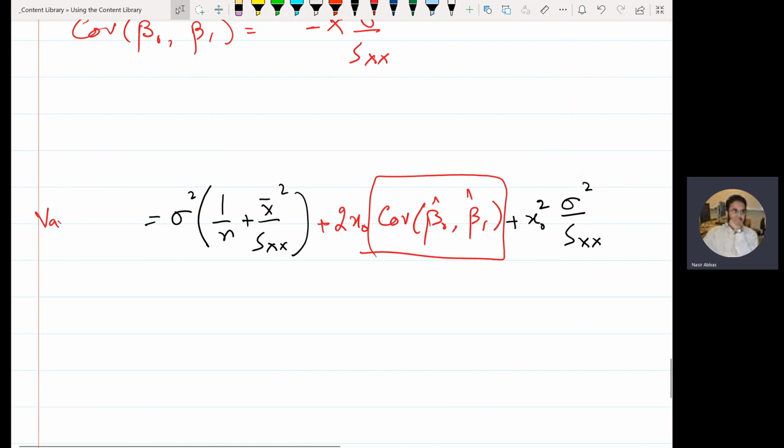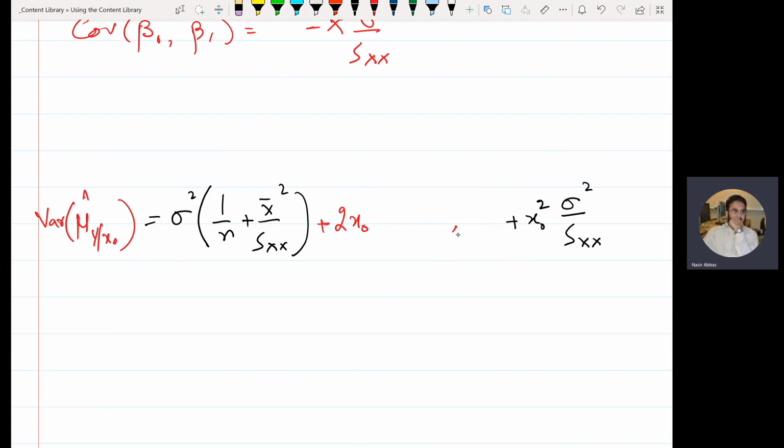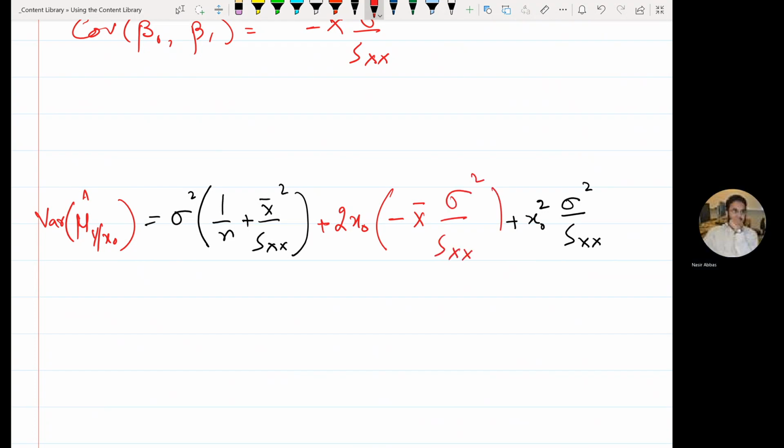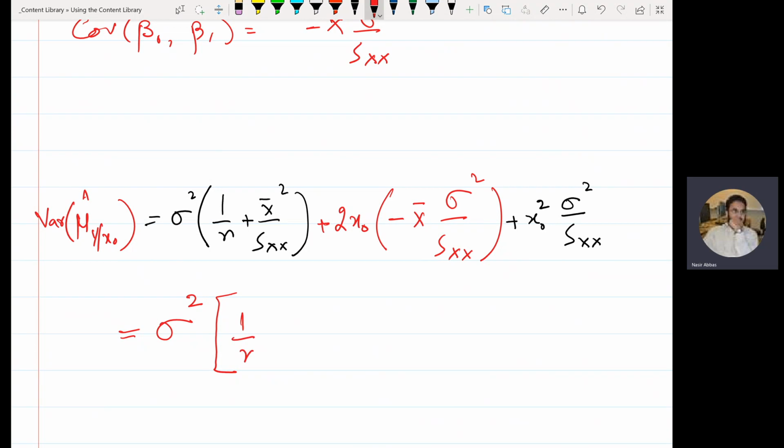We were working on the variance of mu hat of y for a given x naught. I'll put the covariance of beta naught hat and beta 1 hat to be minus x bar times sigma square over sxx. And things become very simple. One thing I can do is take sigma square as a common factor from all three of them. Then there is one thing which is 1 over n.